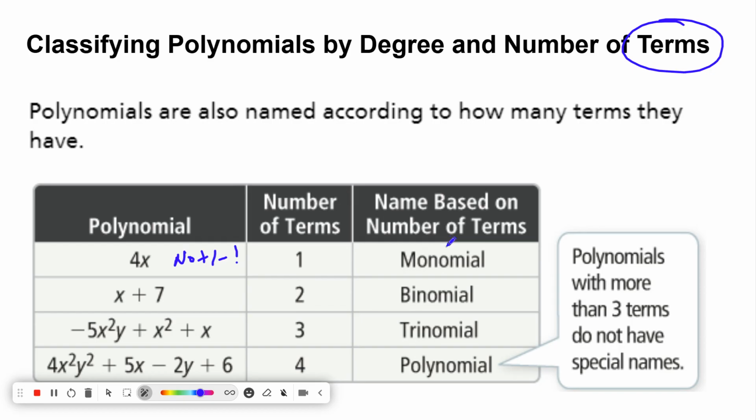It's a one term. This x plus 7, we have 1 plus sign separating these two terms. One term, two term. So this is a binomial. That's a big deal. Okay?